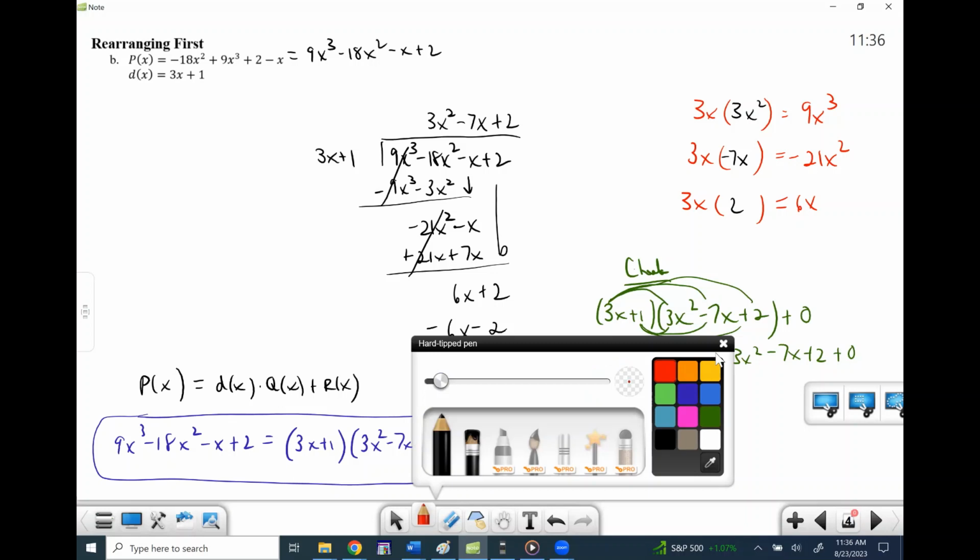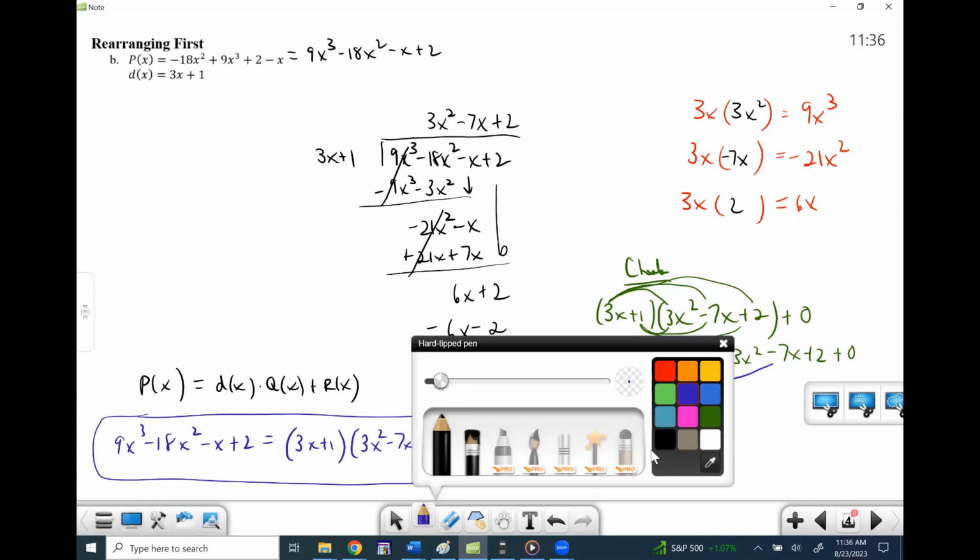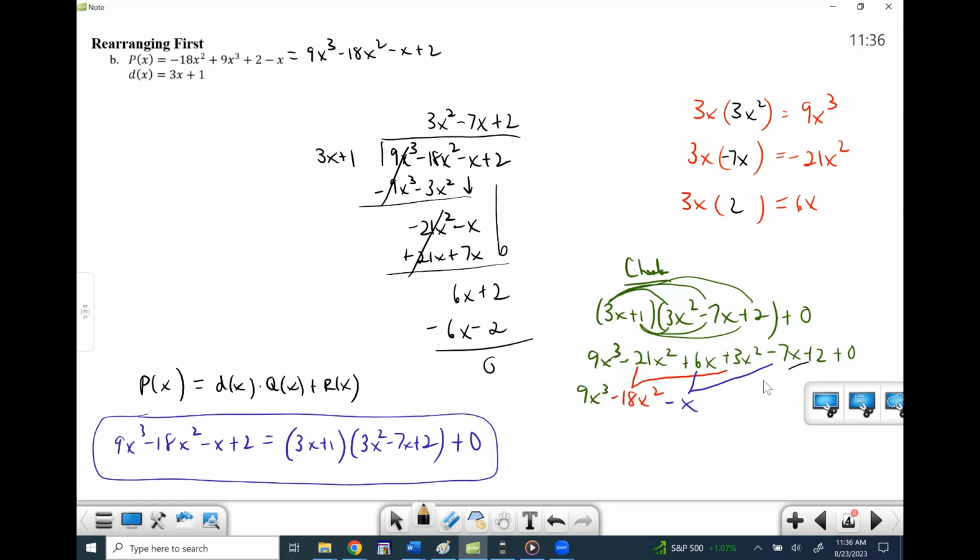Then we're going to take our x squared terms, negative 21 and positive 3 make what, negative 18? And then we're going to take our linear terms, our x to the first: 6 minus 7 is just negative 1. And then we got a 2 plus 0, which is just 2. And that does match the original dividend, so we're good.